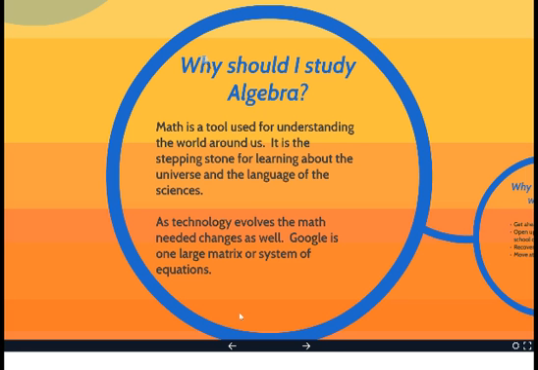A really good example is Google. People don't think about it, we take it for granted, but what it is, it's one very large matrix or system of equations. So using math practically every day with Google.